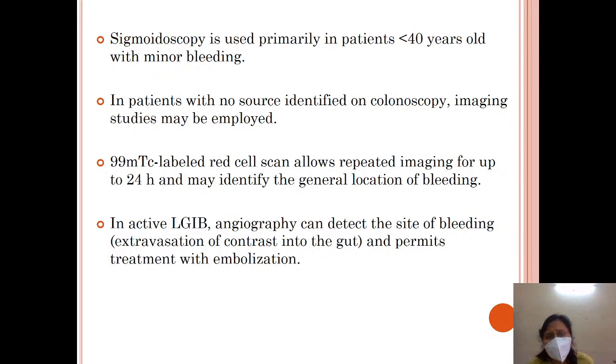Sigmoidoscopy is used primarily in patients less than 40 years old with minor bleeding. And in patients with no source identified on colonoscopy, imaging studies may be employed. And technetium-99m tagged red cell scan allows repeated imaging for up to 24 hours and may identify the general location of bleeding. And in active lower GI bleeding, angiography can detect the site of bleeding and permits treatment with embolization.